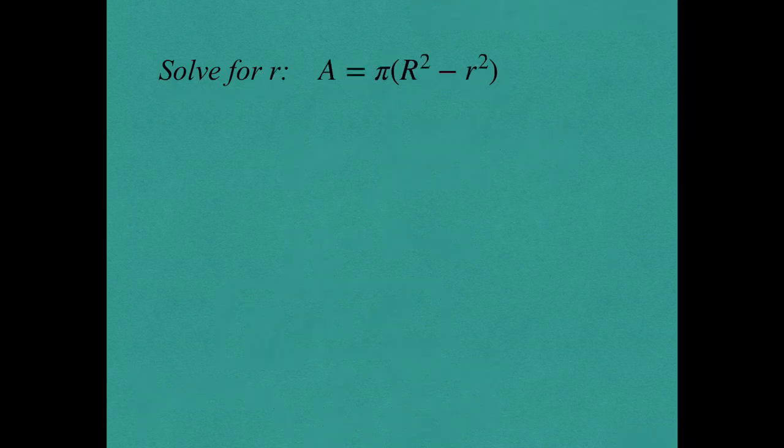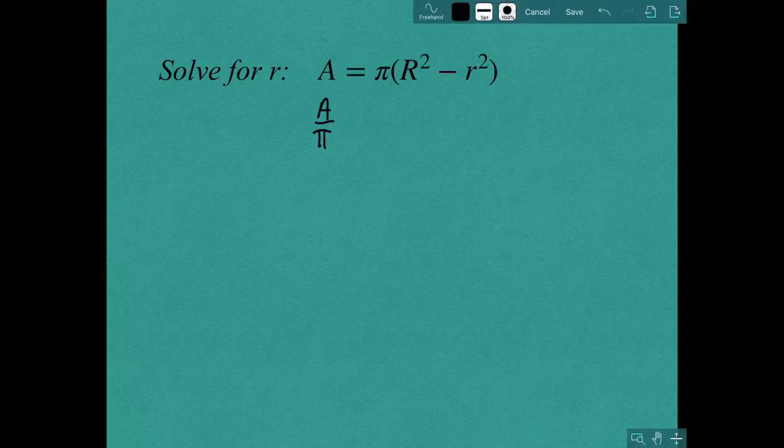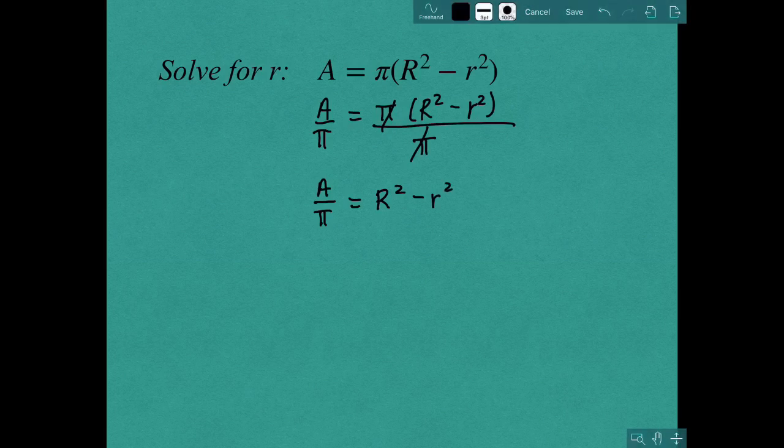To solve for little r, we need to get rid of pi, capital R squared, and the fact that there is a negative sign in front of the little r and a square root beside the little r. So we will follow SADMEP. I'm going to divide each side by pi so that I get just r squared minus r squared on the right-hand side.